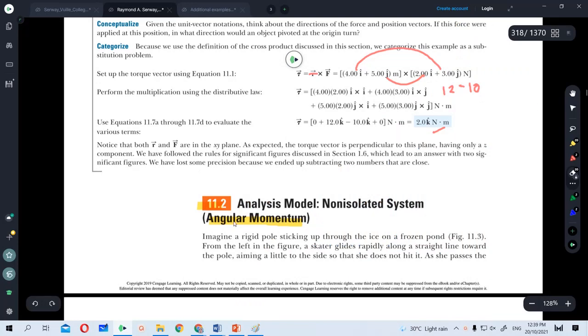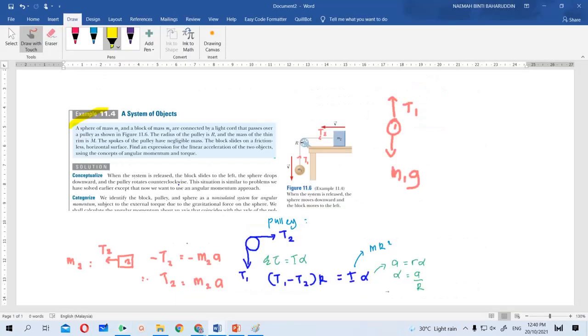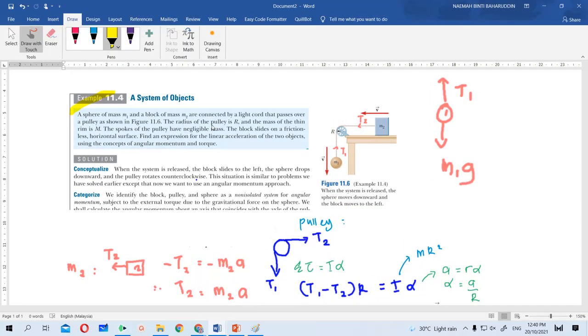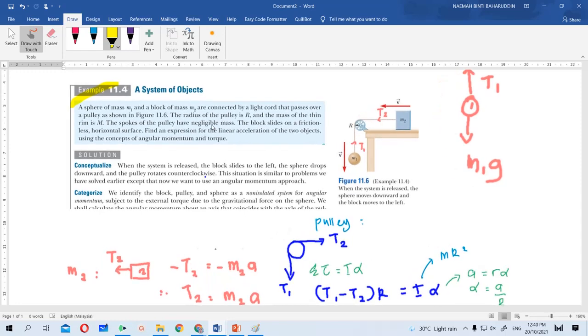We are still under subtopic 11.2, whereby the system is non-isolated, so we expect there are external forces exerted on the system. Alright, we are going to use example 11.4 as our reference. However, the technique will be different from what's given by the book.